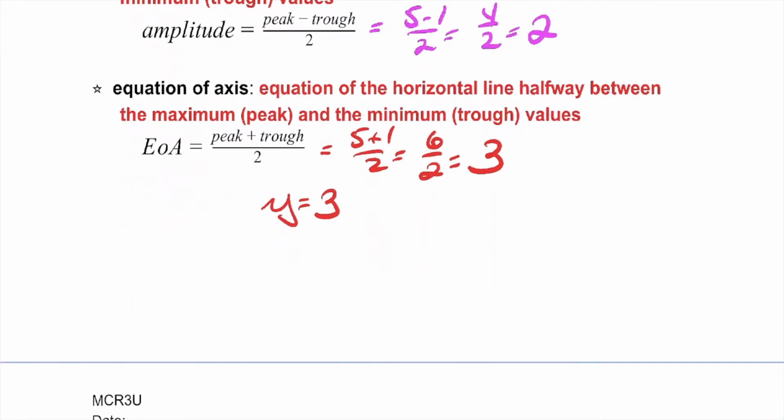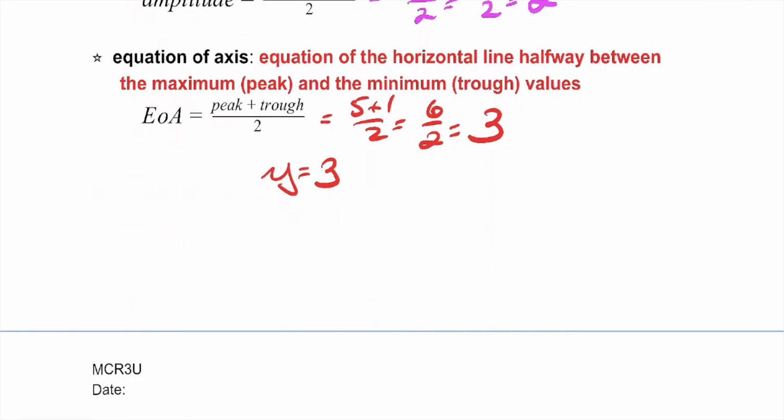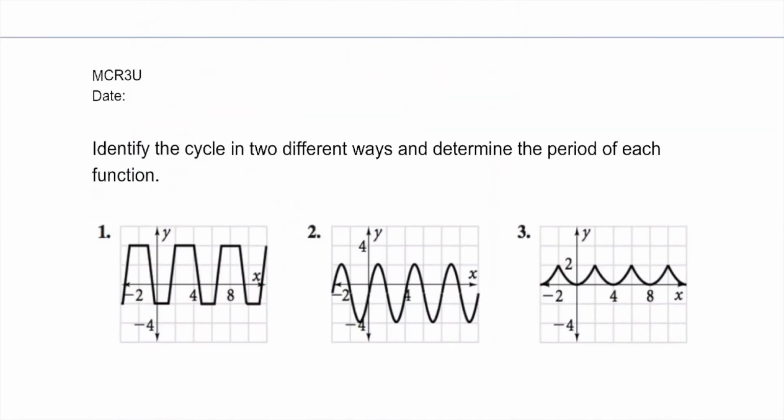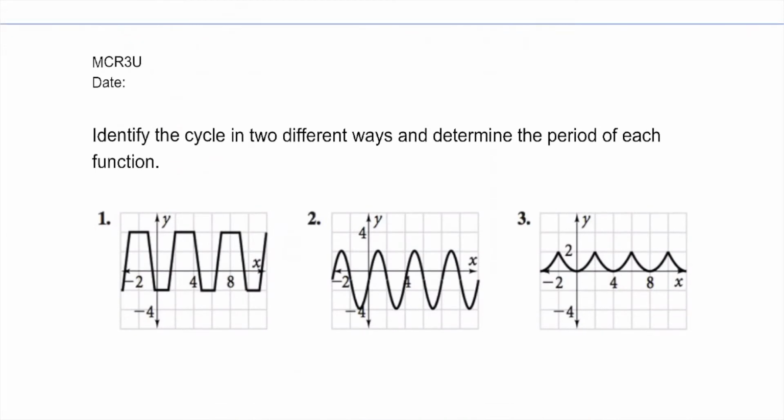So let's look at some examples. We can identify the cycle in different ways, by looking for where the pattern is repeating. One common strategy is you want to go from peak to peak or trough to trough. A third way is you go from where the x-intercepts are, where it's crossing the x-axis, go from there to where it crosses again.